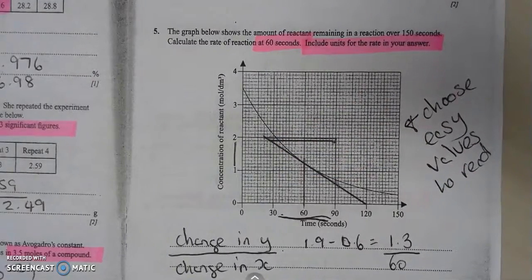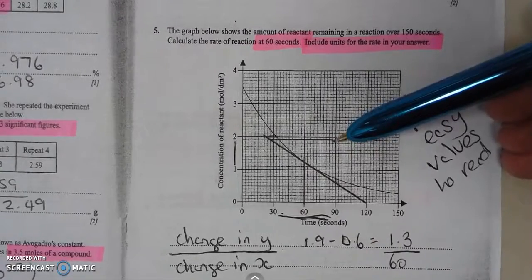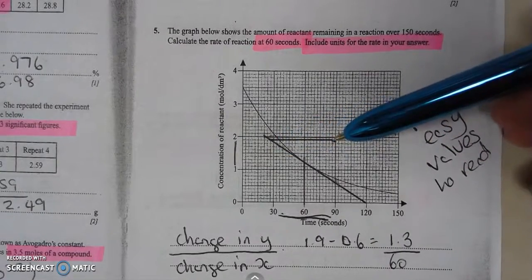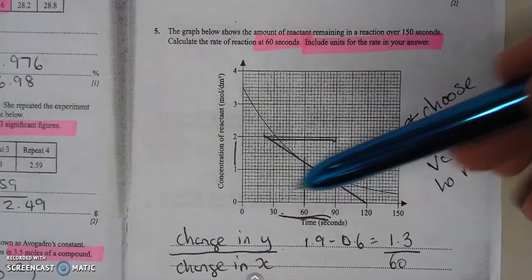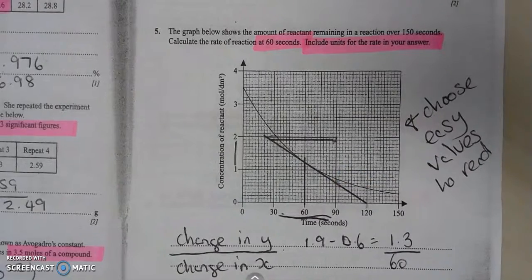Okay, so working out a rate of reaction is change in y divided by change in x. The reason I changed my mind is because I wanted to try and make it as easy as possible to read. So that's why I went from 30 to 90, because I could get this straightforward 60.